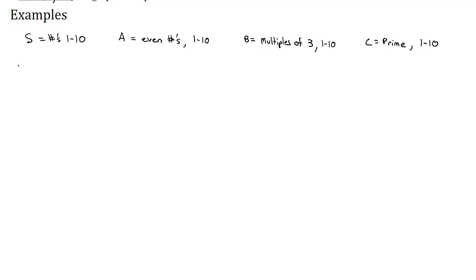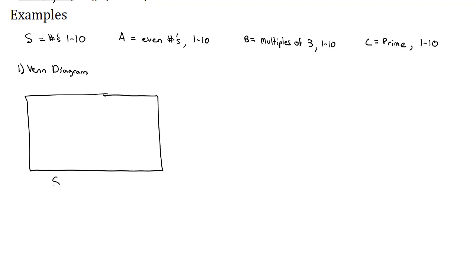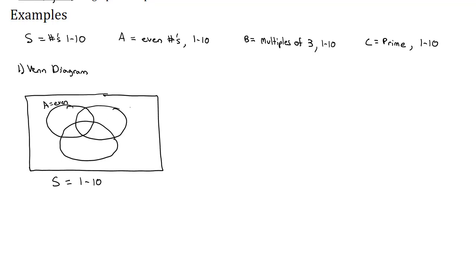So if I wanted to make a Venn diagram, how we're going to draw the Venn diagram is we're going to have a big rectangle to represent the universal set S, the numbers 1 through 10. Then we're going to have overlapping circles to represent set A, set B, and set C. So A is the even numbers. B is the multiples of 3. And C is the prime numbers.